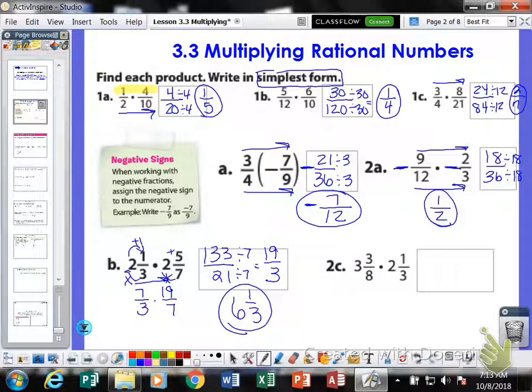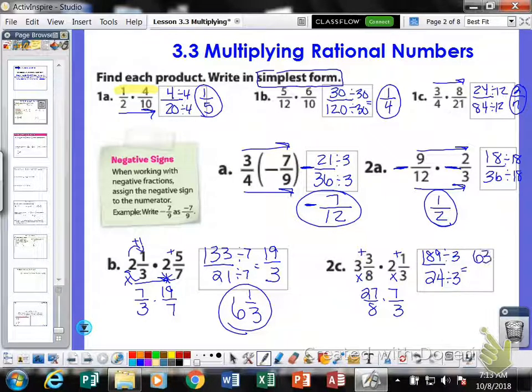Okay, so I gotta change. So 8 times 3 is 24, plus 3 is 27/8. Times 3 times 2 is 6, plus 1 is 7, 7/3. So then I take 27 times 7, which would be 140 and 189. So 189/24. I know that this is divisible by 3.